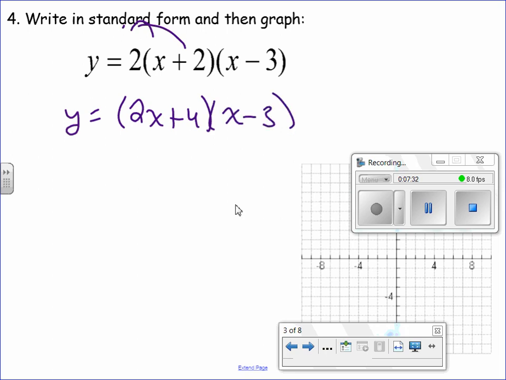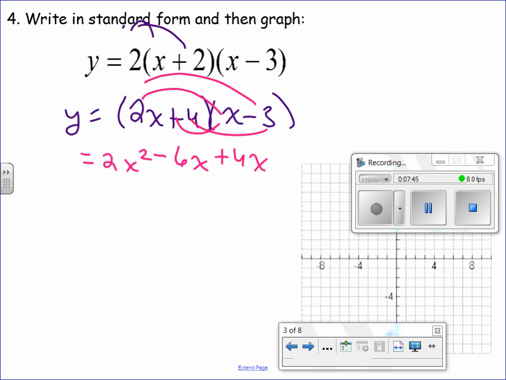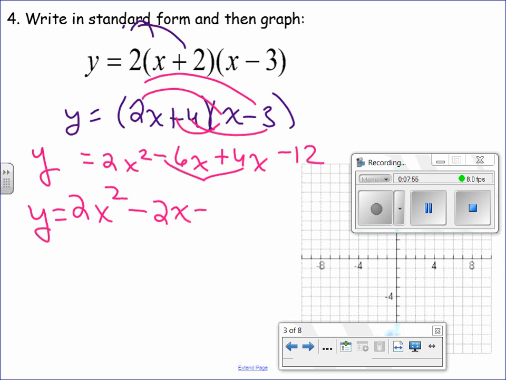And now we get to do all our rainbows. Here goes. That rainbow is 2x squared. That rainbow is negative 6x. This rainbow is 4x. And this rainbow is negative 12. We're going to combine these two and get negative 2x minus 12.